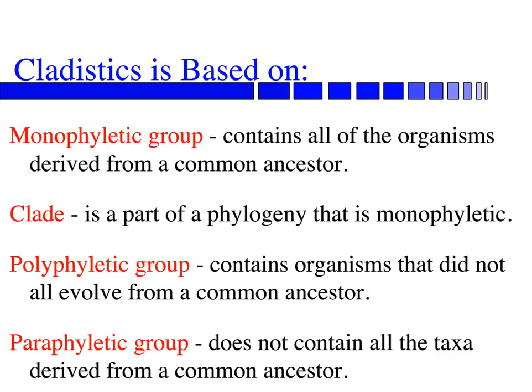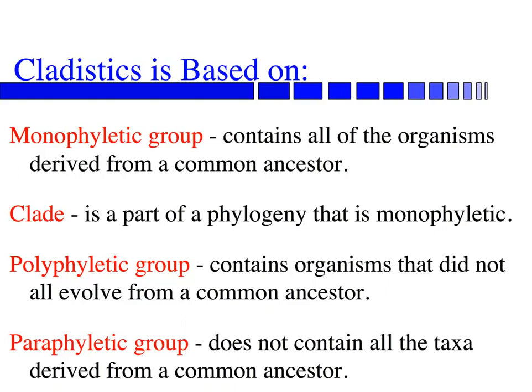Now, cladistics is based on a couple different grouping patterns, and I want you guys to know these. On the next slide, you're going to pause lecture and circle an example of each of these, so keep this in mind as we're going through. A monophyletic group contains a common ancestor and everybody that derived from that ancestor. Mono means one, so there's one common ancestor and then everybody that came from that. A clade is basically part of a phylogeny that's monophyletic. If you say clade, everybody knows that is monophyletic. Just another term for it.